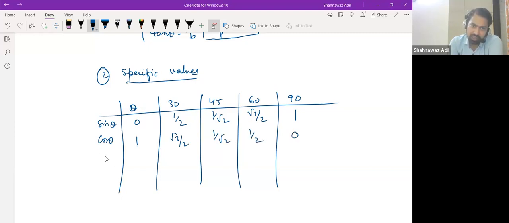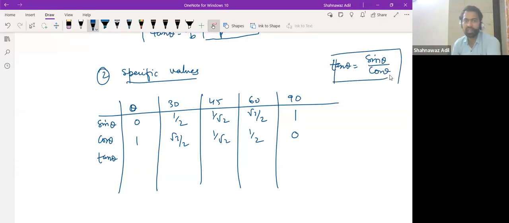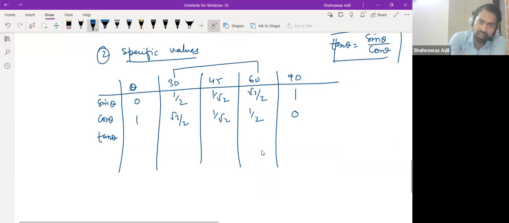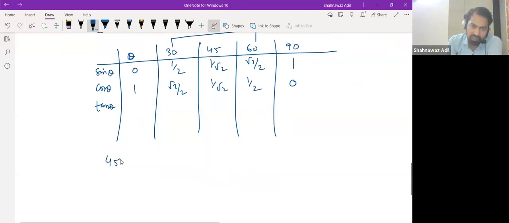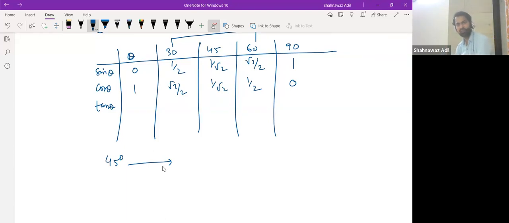And then for tan theta, we just take the ratio of sine theta and cos theta. So this was the idea, right? And we also proved how we get these values. If you are asked to prove the 45-degree angle, which triangle did I choose? Do you guys remember? Which triangle did I use to prove the 45-degree angle?